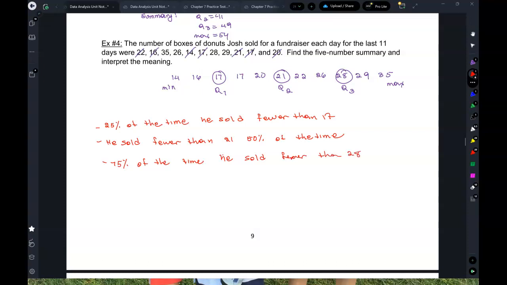Okay, does that make sense? You can also do it the other way, right? You could say 75% of the time he sold more than 17. Half the time he sold more than 21. 25% of the time he was able to sell more than 28. All right? Okay, so I just want us to get used to all of these things.